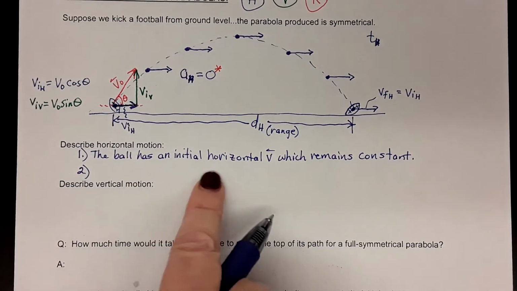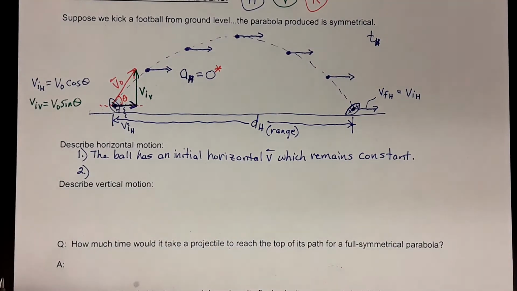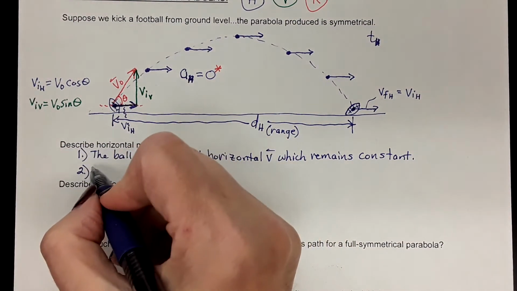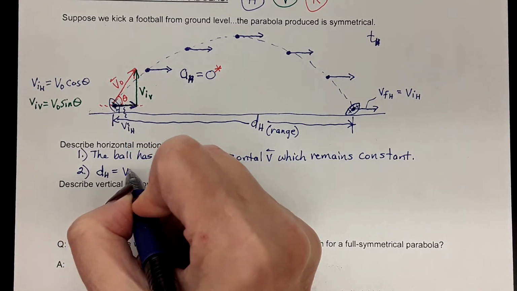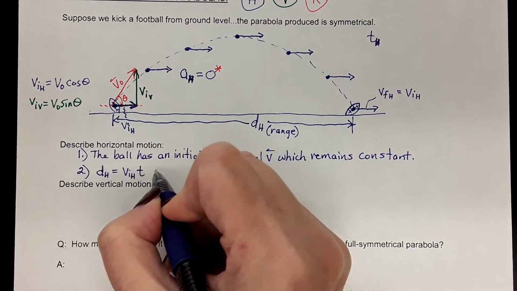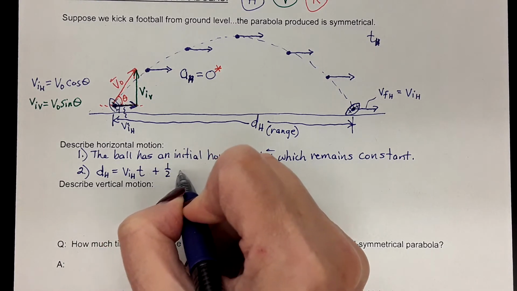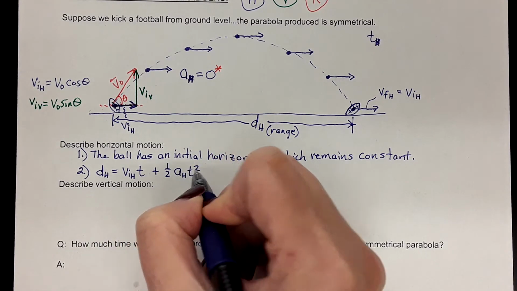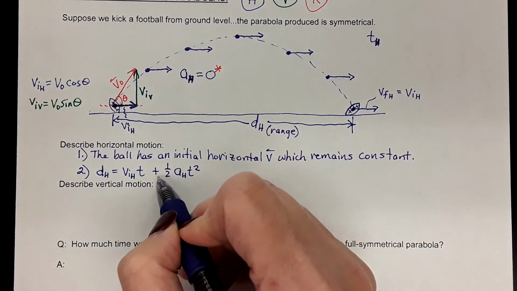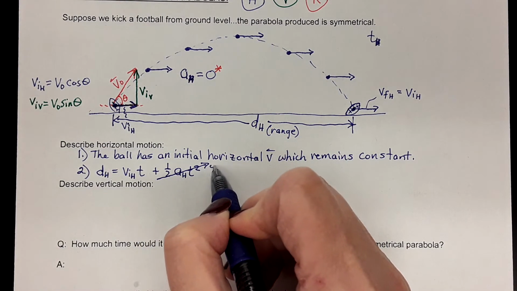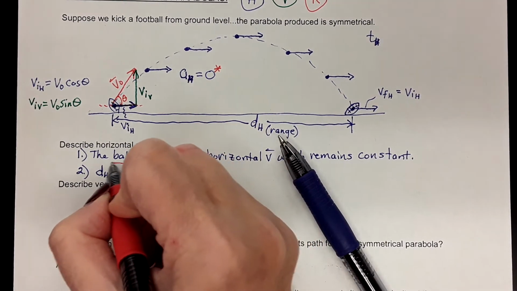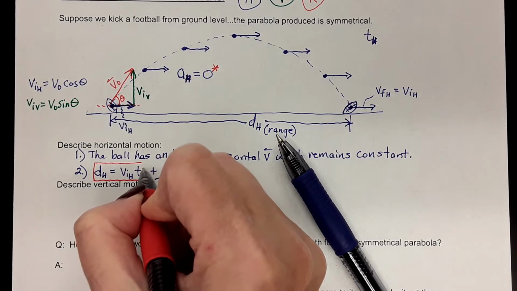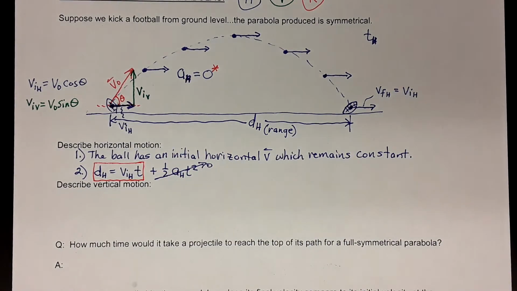All right, so the ball has an initial horizontal velocity which remains constant. Mathematically, we would describe it using the general equation. We'd say dH equals V sub IH times T plus 1/2 AH T squared. But because the horizontal acceleration is 0, this term completely drops out, and we're left with the part that describes constant velocity. So that's what we'll use.